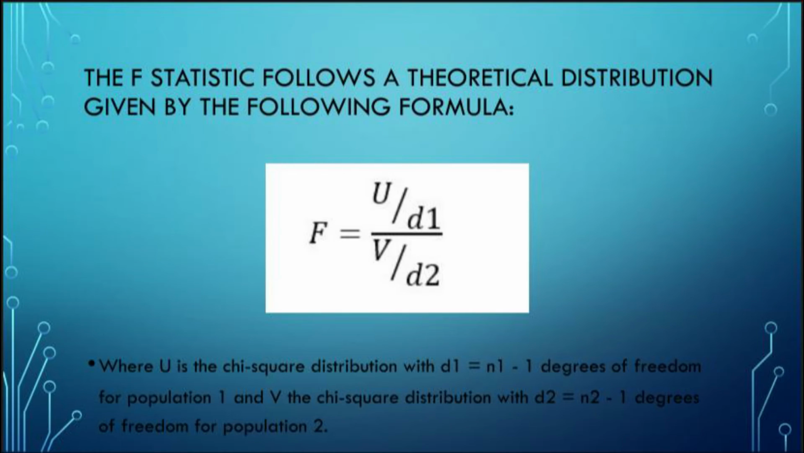And the F statistic follows a theoretical distribution given by the following formula: F is equal to U over D1, over V over D2, where in this case U is the chi-square distribution with D1 equal to N1 minus 1 degrees of freedom for population 1, and V is the chi-square distribution with D2 equal to N2 minus 1 degrees of freedom for population 2.